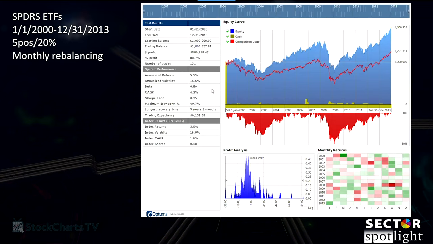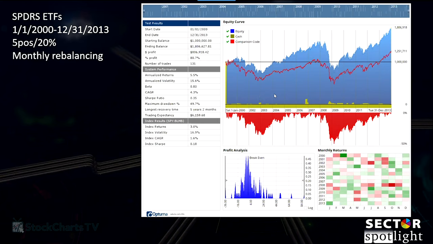If we apply that theory to the spider ETFs over that period using this rebalancing technique, you would gain 5.5% per annum, while the index did 3%. So that's a 2.5% outperformance on an annual basis. Now, look at the Sharpe ratio of the system, that's 0.35, and for the index it is 0.18. They're not huge numbers, but the Sharpe for the strategy is much better than for the index. In other words, the index has much more volatility.